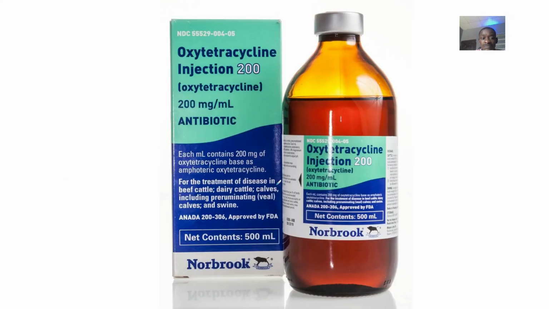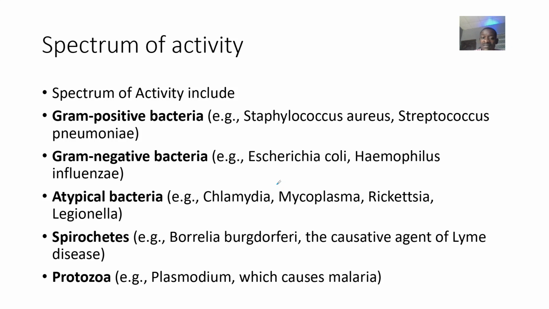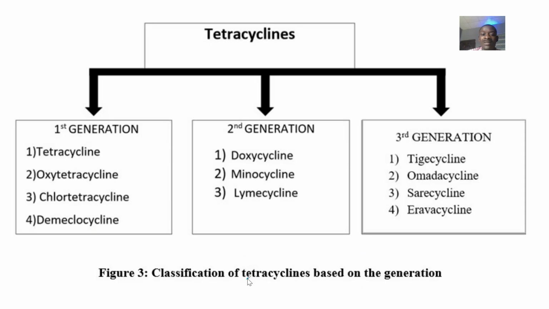So spectrum of activity, they can be effective against gram-positive bacteria like Staphylococcus aureus, Streptococcus pneumoniae, and gram-negative bacteria like Escherichia coli, Haemophilus influenzae. They are used in treating atypical bacterial infections from mycoplasma, chlamydia, rickettsiae. They are used in treating infections from spirochetes, like Borrelia burgdorferi. Then also treating what? Protozoan infections like Plasmodium.